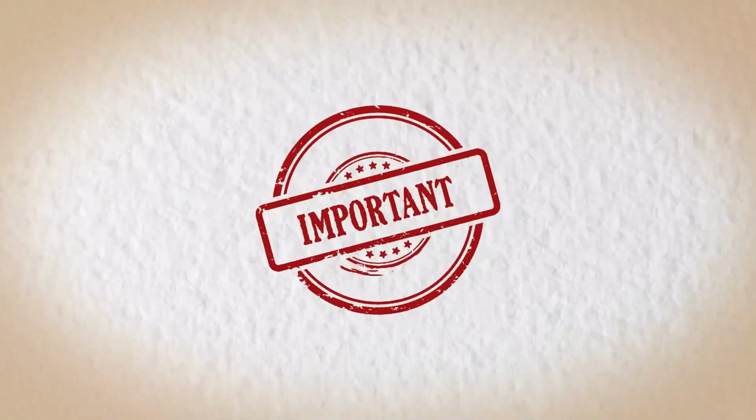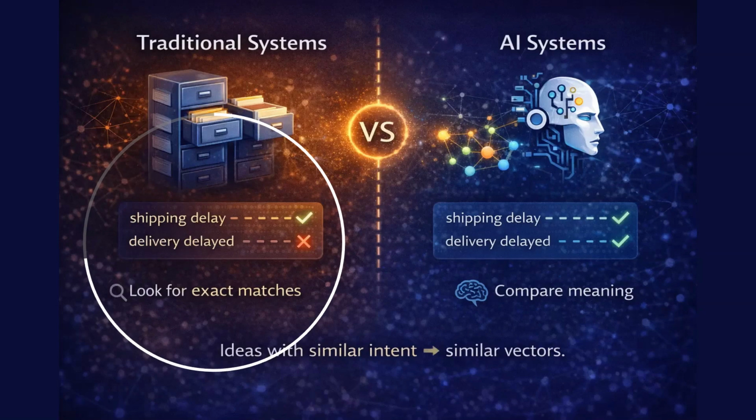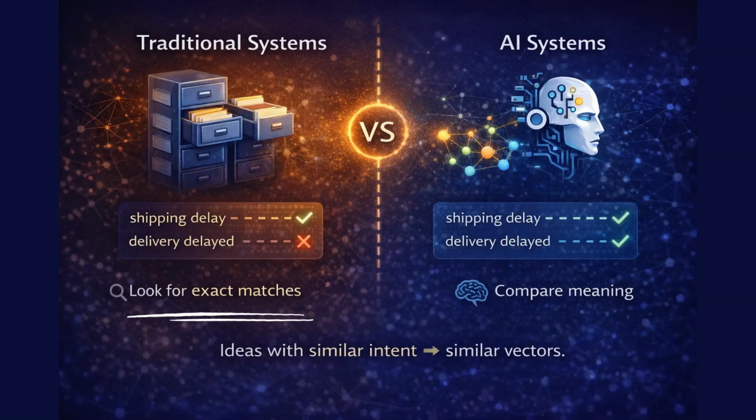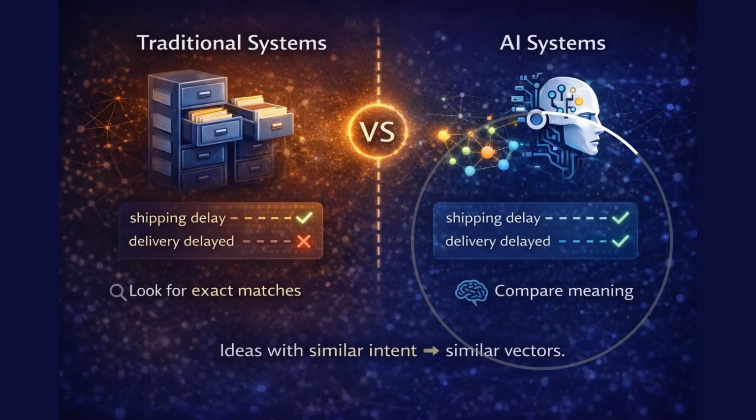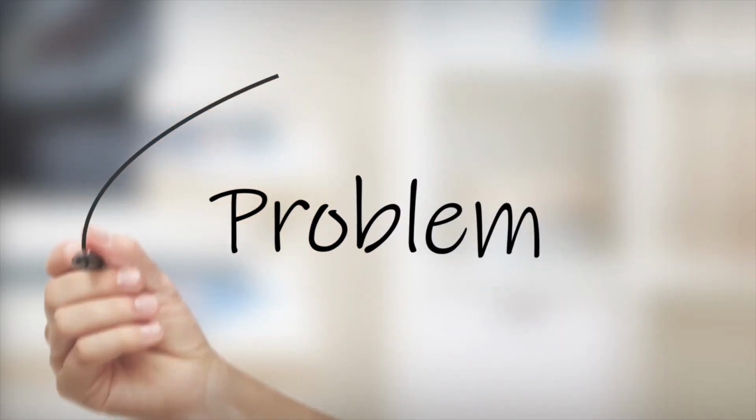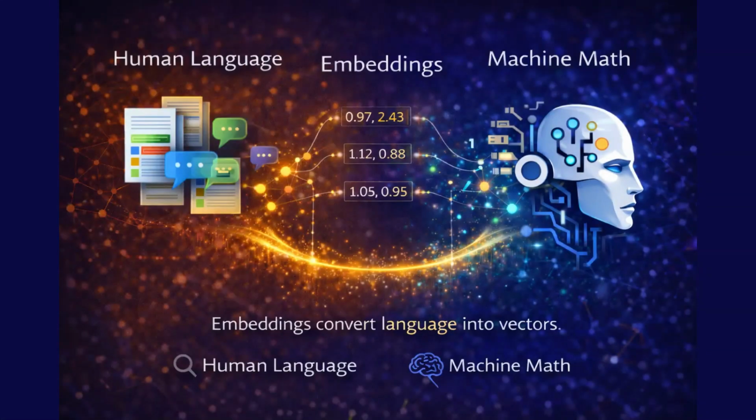Now let's answer a very important question. Why do we need embeddings at all? Traditional systems compare words. They look for exact matches or maybe predefined rules. If the words match, the system works. If the wording changes, the system struggles. But AI systems work differently. AI systems don't just compare words, they compare meaning. And here's the problem: machines cannot directly compare meaning. Meaning is abstract. Computers only understand numbers.